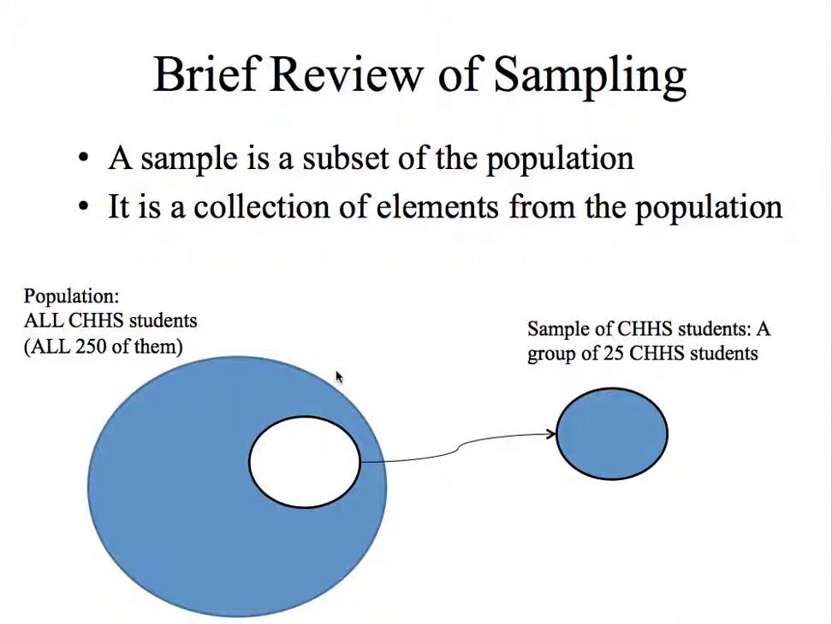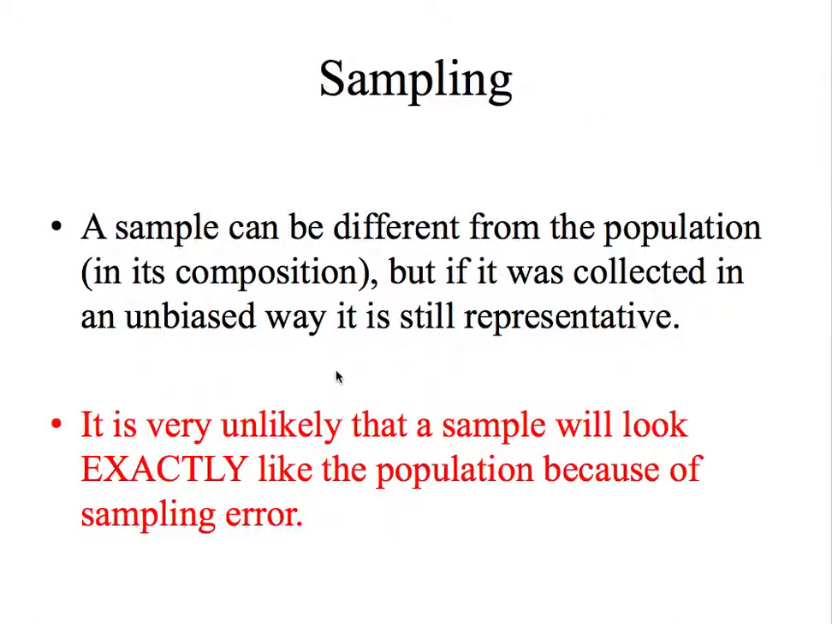So sampling has a problem though, right? That the sample itself may be different from the population. It might not be exactly like the population in its composition, but if it was collected in an unbiased way, it is still representative. Again, if you don't remember this, you should go back and watch the sampling videos.